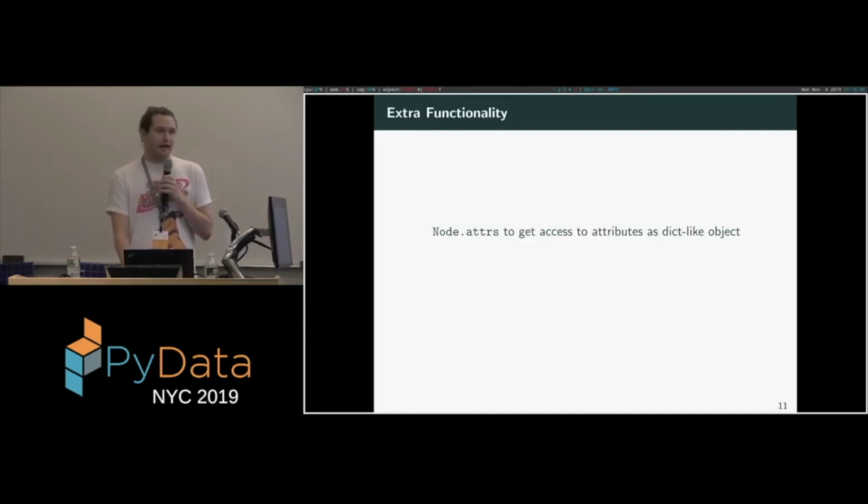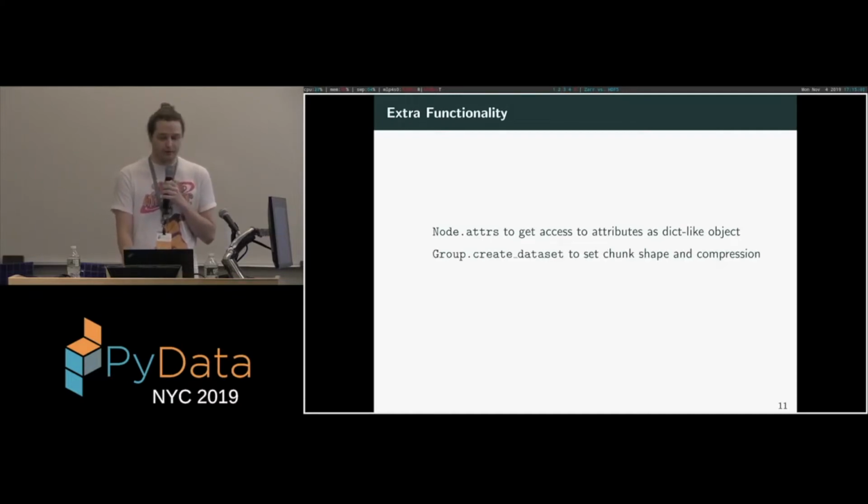Every node has an attrs property that is a dictionary-like object to get access to that key-value store. Group objects have a method called create_dataset, and this is how you should actually create data sets. Please never do that array assignment thing I just showed. That will store the entire array in one chunk with no compression, which maybe for my little 20 by 5 thing would be fine. But if you're using Zarr or HDF5, that's probably not fine. So this method lets you pass the chunk shape and compression and a few other parameters.